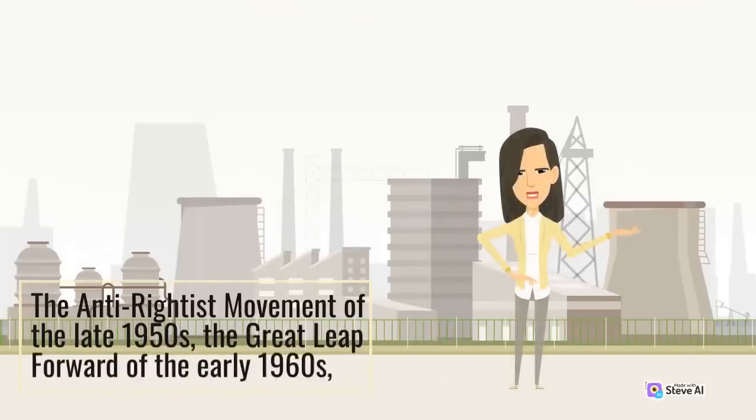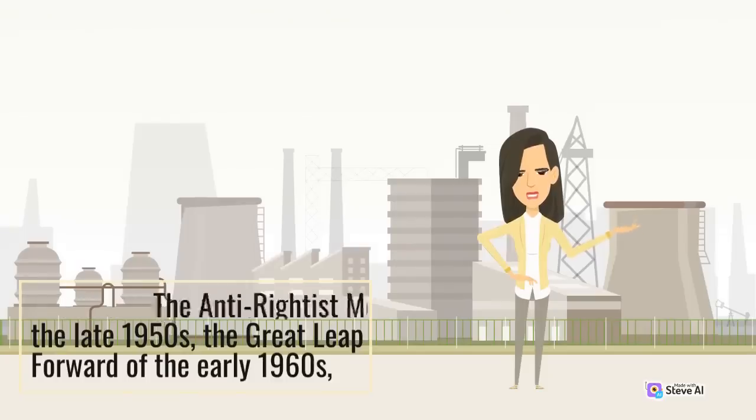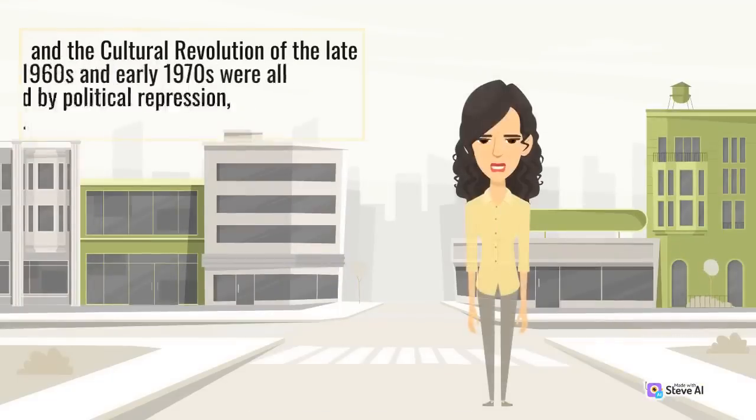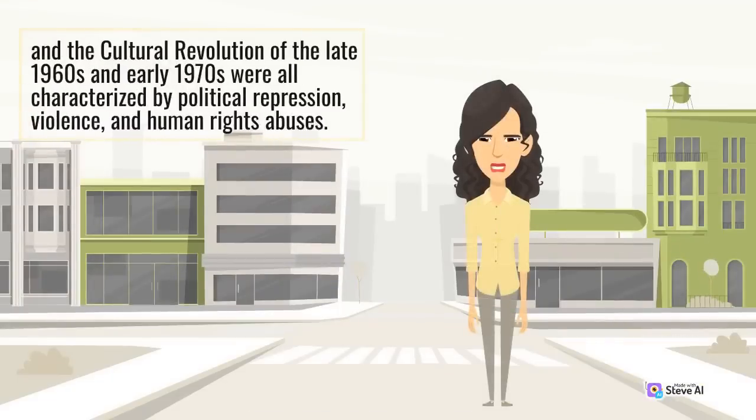The anti-rightist movement of the late 1950s, the Great Leap Forward of the early 1960s, and the Cultural Revolution of the late 1960s and early 1970s were all characterized by political repression, violence, and human rights abuses.